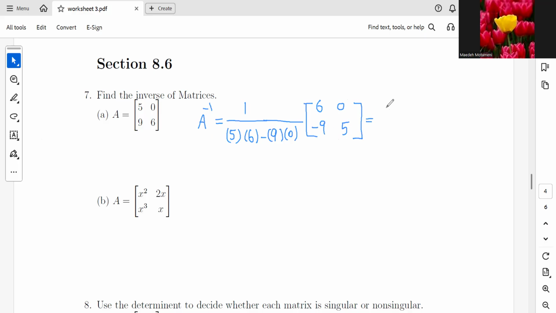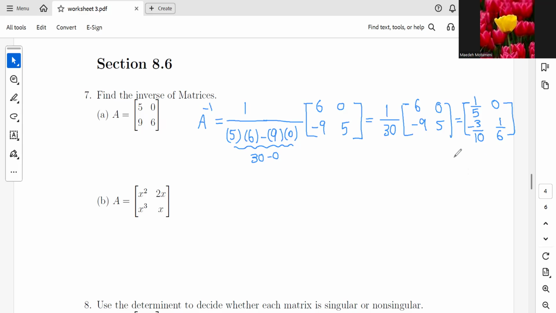So we're going to have 1 over this one here, which is 30 minus 0, which is 30, multiplied by this matrix altogether. After simplification, we would have 1 over 5 because 1 over 30 times 6 will be 6 over 30. We can divide both by 6, sorry. So you would have 1 over 5, 0 here, and then negative 3 over 10 here, and 1 over 6, this one.